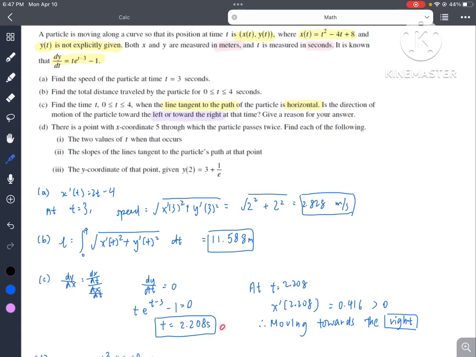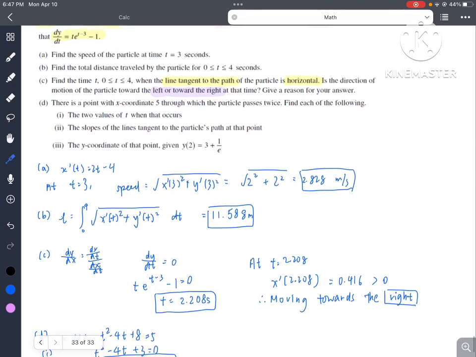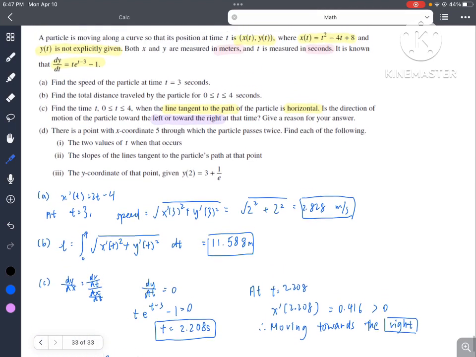We just need to plug this into the x prime of t formula to find the direction of velocity in the x direction. And it's positive, so it means that it's to the right. Because by convention, if something is positive, it's moving to the right in the x direction. And if something in the y direction has a positive speed, it's moving upwards. Okay, so this was question C. Now let's move on to question D.